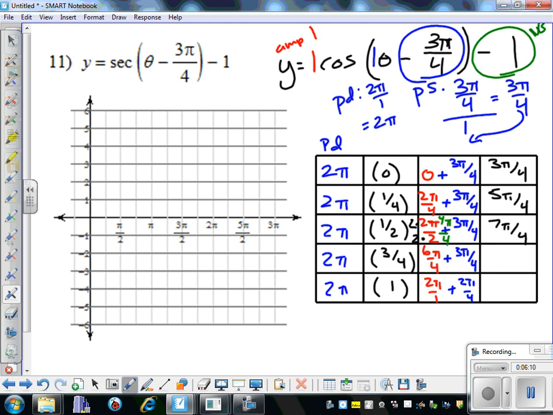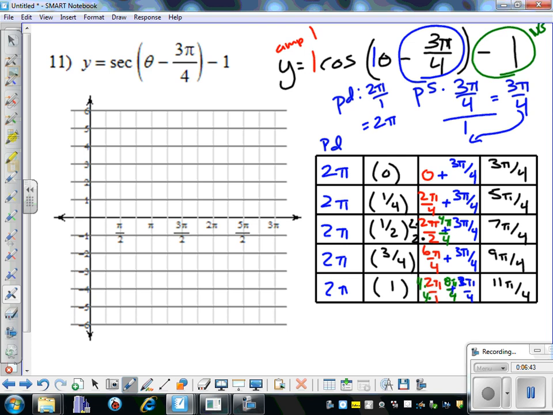Next one, I have common denominators of 4, so 6 pi plus 3 pi gives me 9 pi divided by 4. Again, I do not have common denominators, so I'm going to need to multiply here by 4 and 4, giving me 8 pi over 4. Adding them together, 8 plus 3 gives me 11. Now, looking at this, I should have 3 pi over 4 here. So 8 pi plus 3 pi over 4 gives me 11 pi over 4.